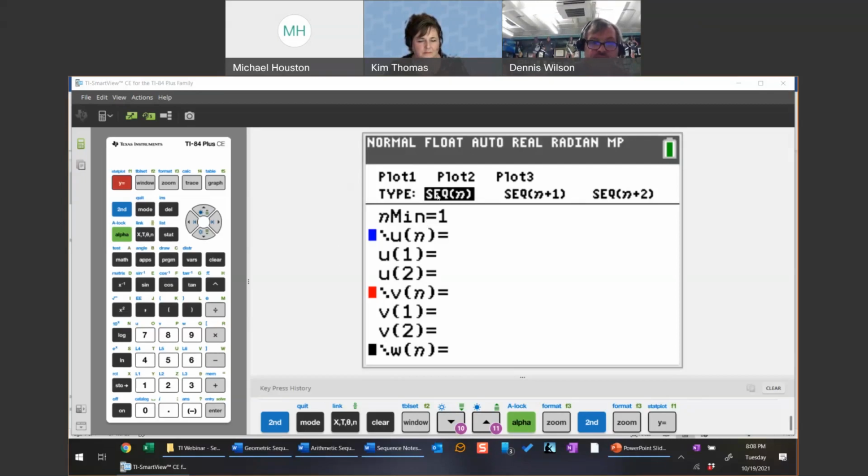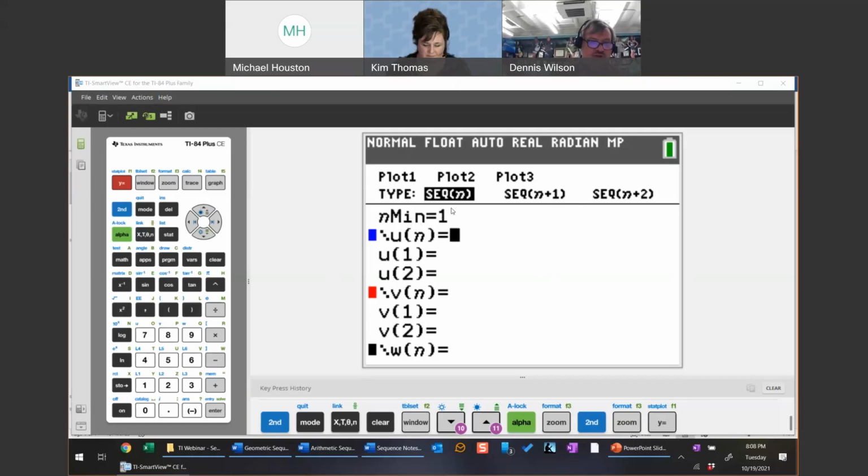You can see across the top, I've got sequence types: sequence of N, sequence of N plus 1, sequence of N plus 2. Jesse points out, we're going to look at the first 2 and we'll make mention of the third one later. And then the Nmin here is equal to 1. Okay, this Nmin is the same Nmin we saw in window. I can change it here, or I can change it in my window settings, but we'll see why it's important to have it on this screen later tonight.